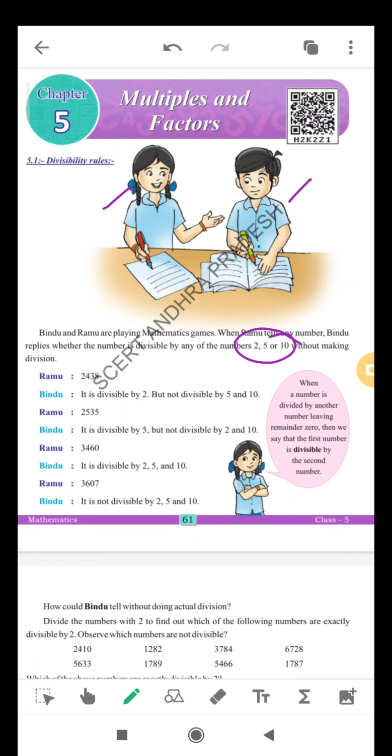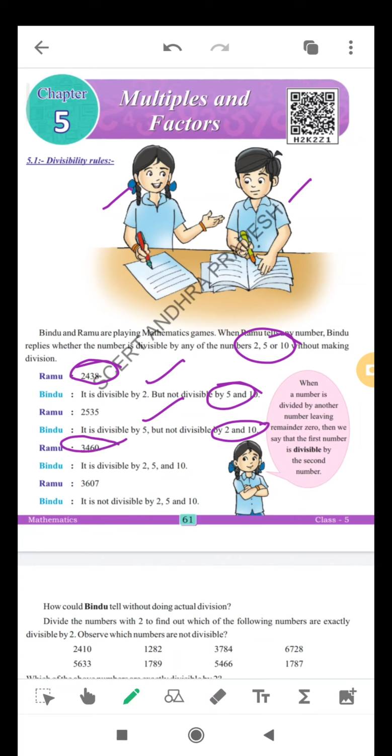So which of the given numbers are divisible by 2, 5 or 10 or with all or with any of 2. Okay, now the first number given is 2438. What is the number given? 2438. Then Bindu said yes, it is divisible by 2. Then he gave 2535, and she said this is divisible by 5, and not divisible by 2 and 10. Here in the above case 2438 is divisible by 2 but not 5 and 10. Here 2535 is divisible by 5 but not 2 and 10.